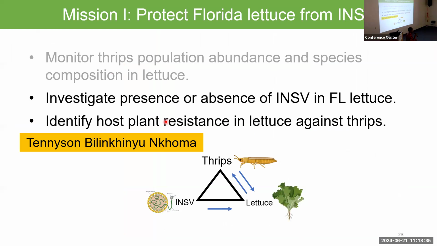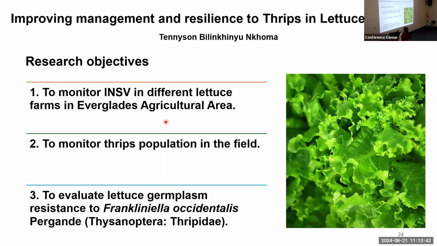All right, so once again, my name is Tennyson Birinkinyinkoma, and I'm the new master's student in this lab. And I'm going to present today my research, which is titled Improving Management and Resilience to Thrips in Lettuce in Florida. So my research has been divided into 3 objectives.